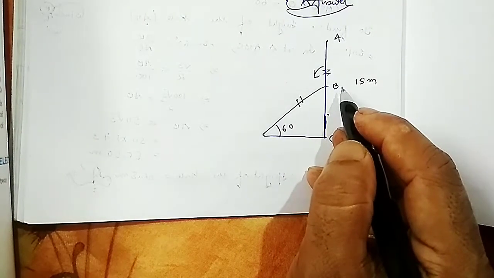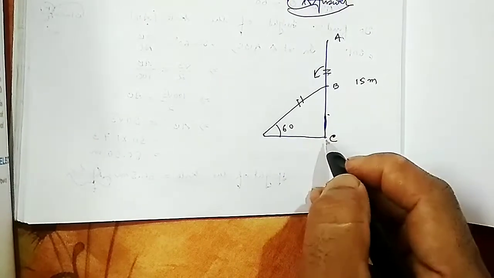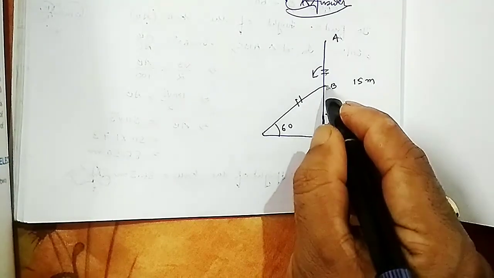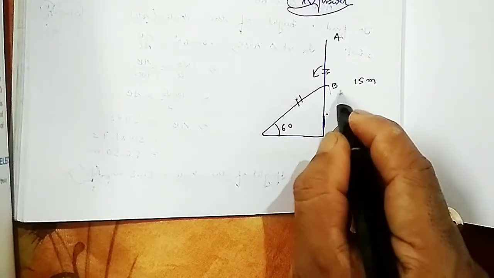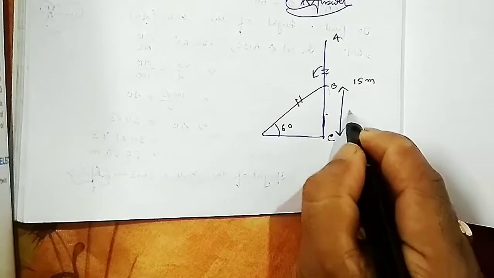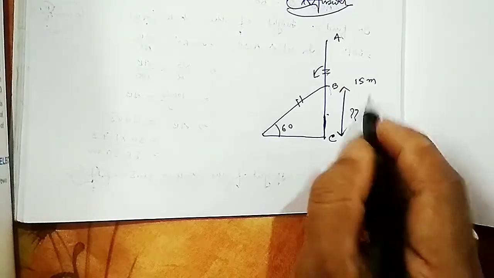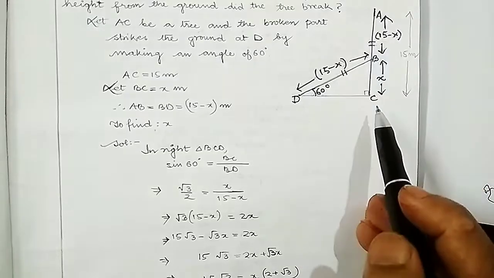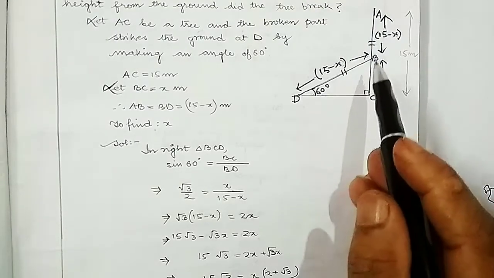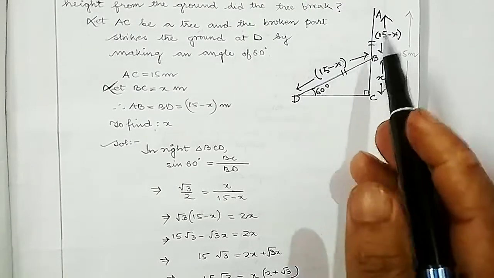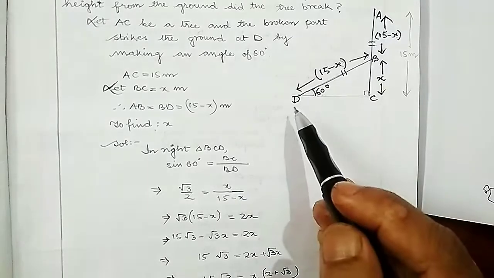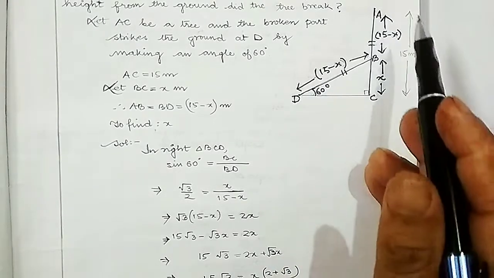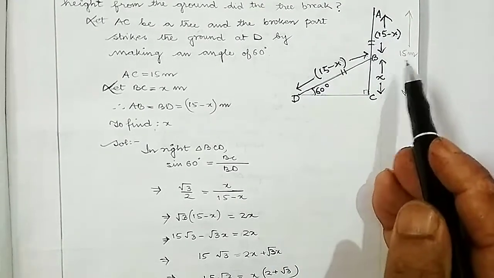It is given, at what height from the ground did the tree break? That means this height from B to C, this height we have to calculate. I hope the question is clear. Suppose AC is the tree and it is broken at B, and AB after bending, this point A strikes the ground at D. Total height of the tree is given, 15 meter.